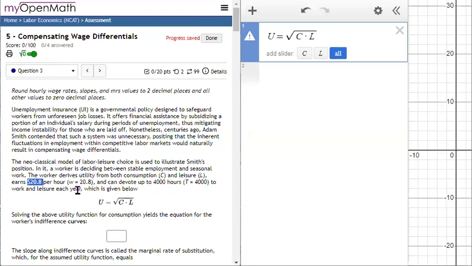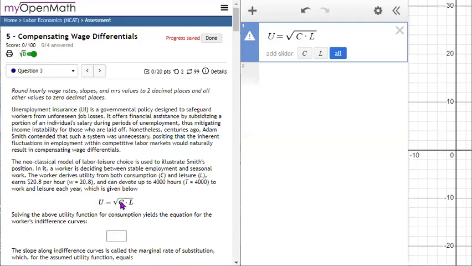And this varies from student to student, but the 4,000 hours, the endowment of time that each worker has each year, is going to be held constant across all of us, right? So for all of us, the worker can devote up to 4,000 hours to work and leisure each year. And generally speaking, the more consumption one gets or can afford, the more utility that person will receive. The more leisure that person gets, the more utility that person will get, right?